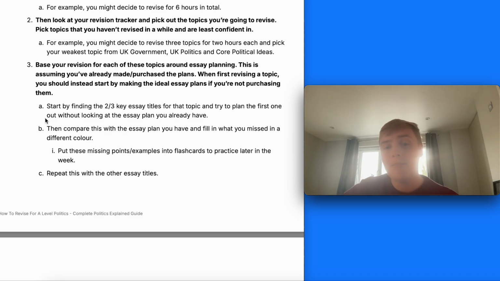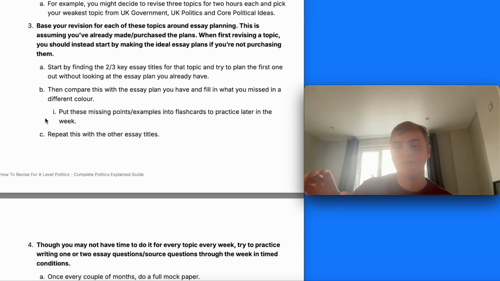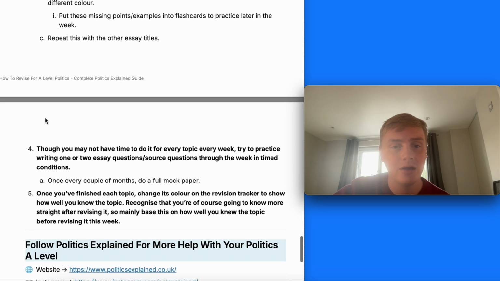What you should then do is compare it with the essay plan you've got, whether that's one you've already made or one from the Politics Explained website, and then fill in what you've missed in a different colour. And then to help memorise these key things that you've missed, you can put them in flashcards and potentially revise later in the week or whenever you have a spare 10-15 minutes. Then repeat this with the other essay titles. So the key basis for each topic is to focus on the essay planning.